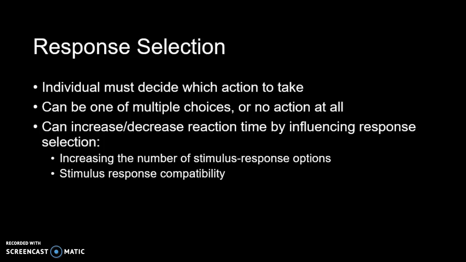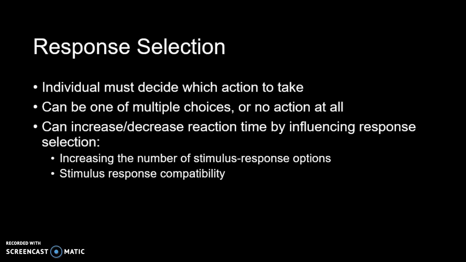Now, response selection. How are we going to respond? So an individual must decide which action to take. Okay, it can be one of multiple choices or no action at all. And we can increase or decrease reaction time. So move slower, which would be increasing reaction time, or move faster, which would be decreasing reaction time, by influencing response selection. So increasing the number of stimulus response options. Okay, if there's more options, we're going to react a lot slower.